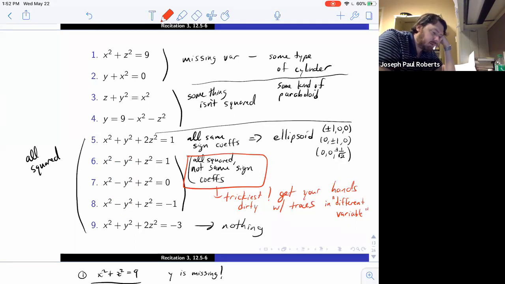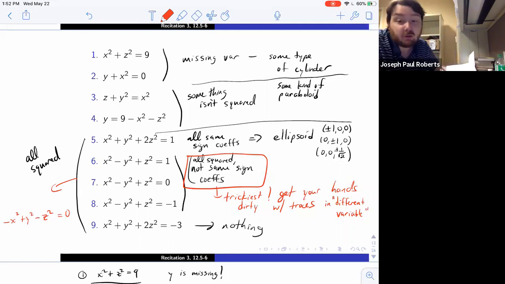And then just watch out, I could also have done minus x squared plus y squared minus z squared equals 0, for example, and y would still be different. So again, you're just finding which one doesn't agree with the other 2, not necessarily plus or minus, because you could have 2 plus 1 minus, which means the minus is the oddball, or you could have 2 minus 1 plus, which means the plus is the odd variable out.